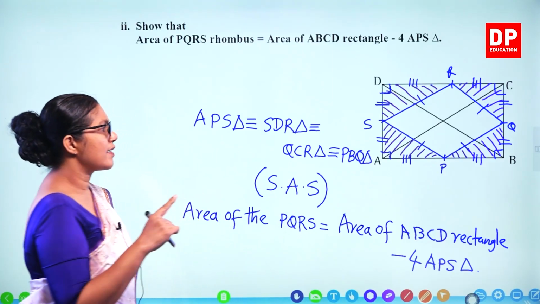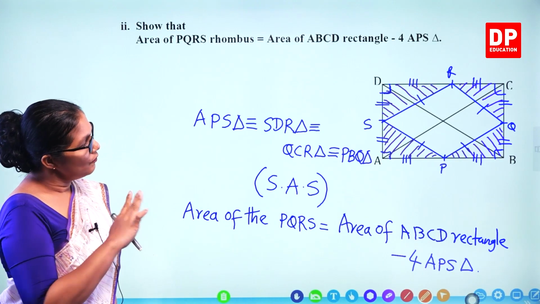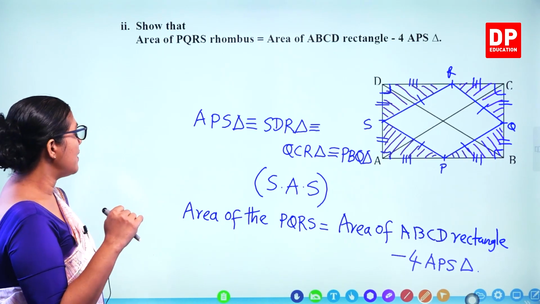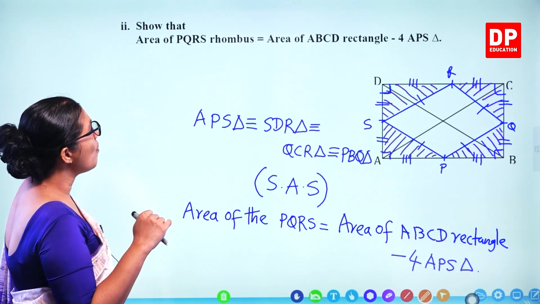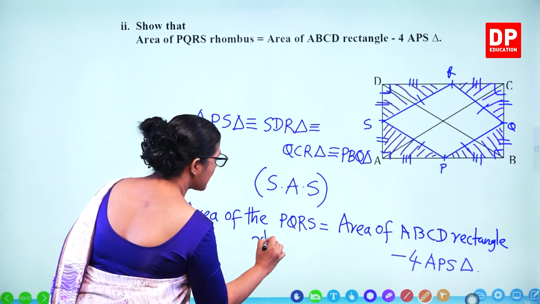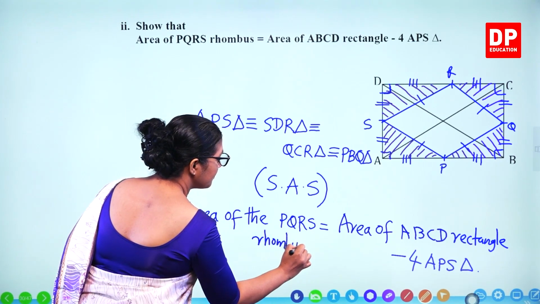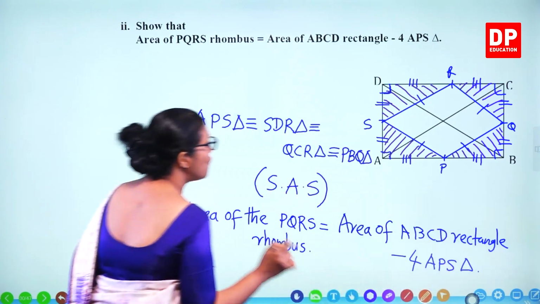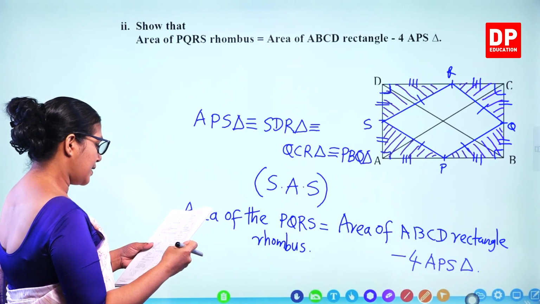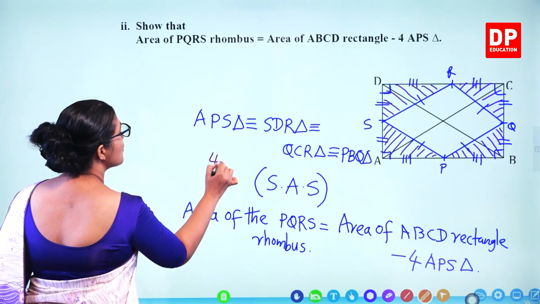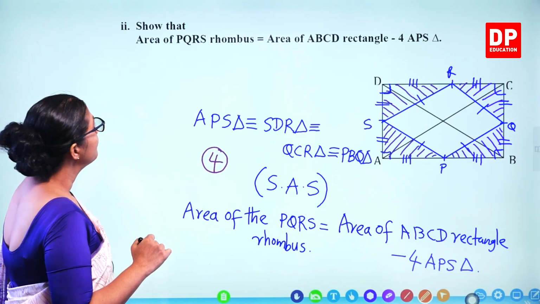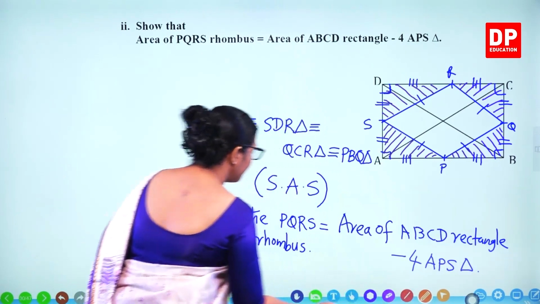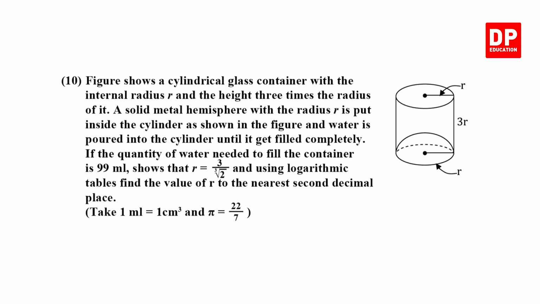Because all these triangles are congruent, when you subtract 4 triangles from the rectangle, you get the area of the PQRS rhombus. So that's the proof. You get 4 marks for this proof. So let's take the next question. Question number 10.